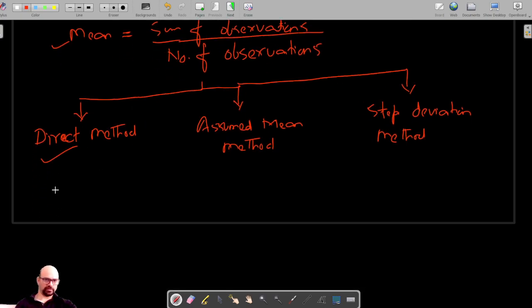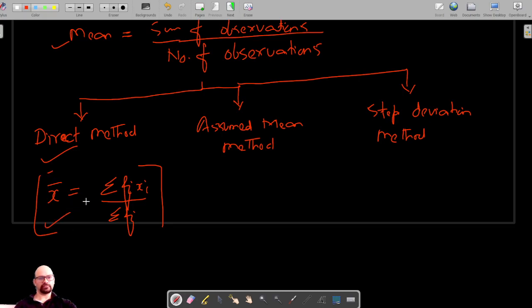So in the direct method, to find the mean, which is denoted by x bar, we have to find the summation of the product of the frequencies and the observations, divided by the sum of the frequencies, which is sigma fi.